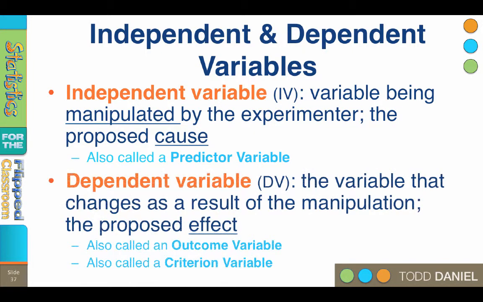The dependent variable, or the DV, is the variable that changes as the result of manipulation. It is the proposed effect, also known as the outcome or criteria variable. In our study, the DV would be how quickly the rats completed the maze, measured in seconds.